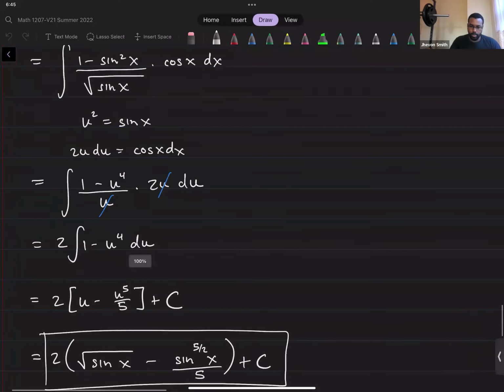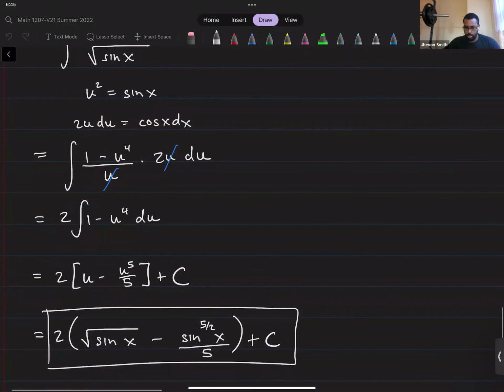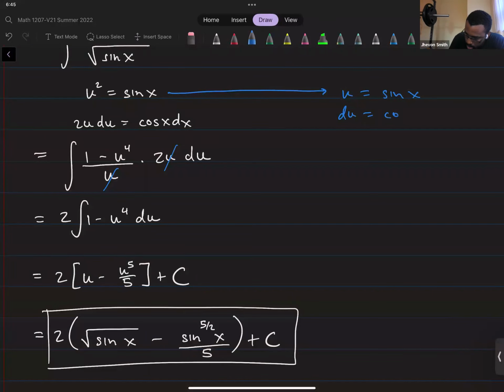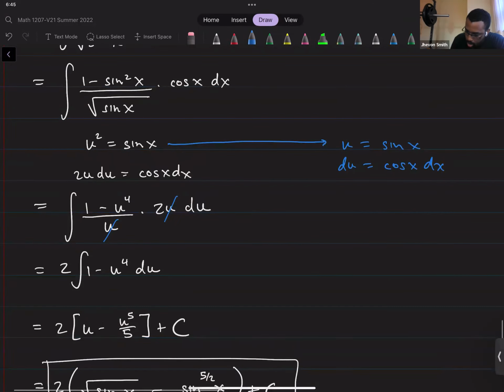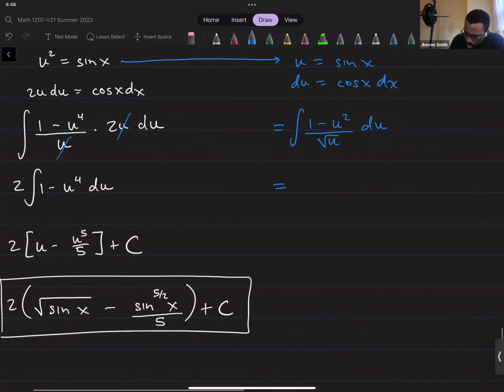And I guess, to deal with this, some students might like a more traditional substitution. So something like u equals sine x, your du would be equal to cosine x dx. And so you would end up with the integral of 1 minus u squared over the radical of u du, which is going to be, well, now you'd have to write like u to the minus 1/2.